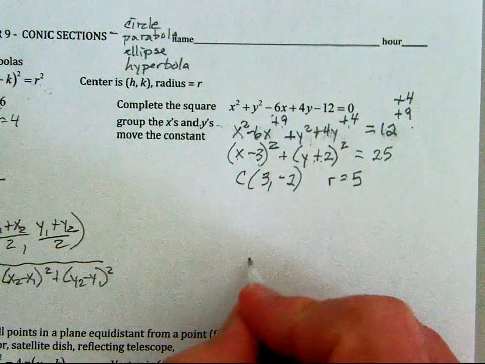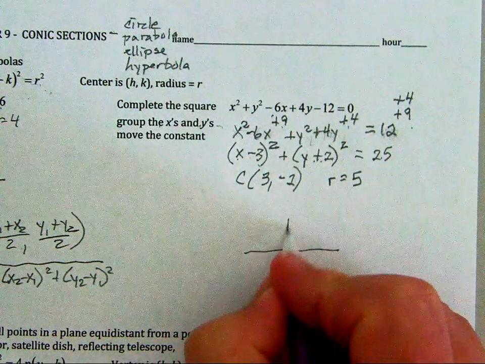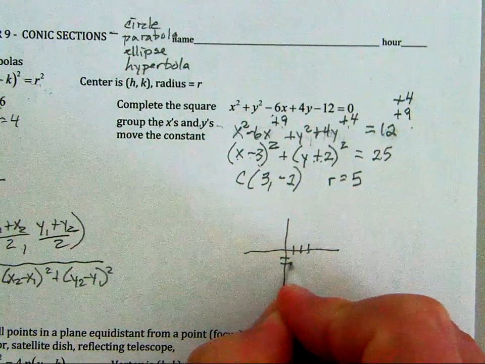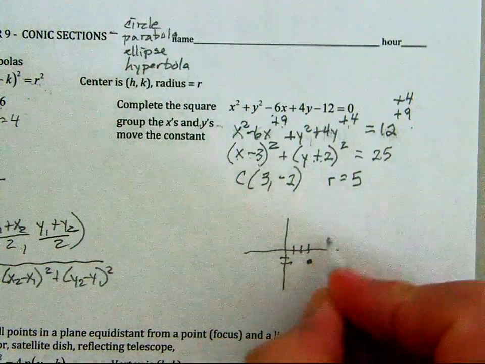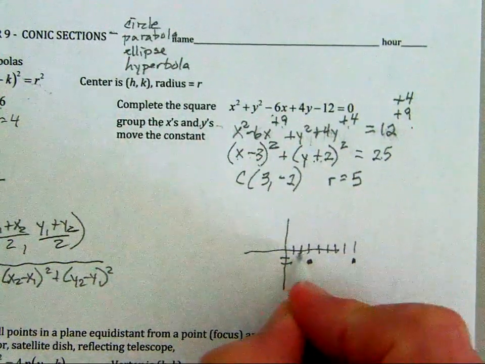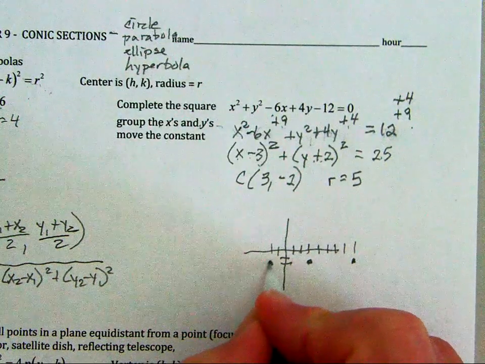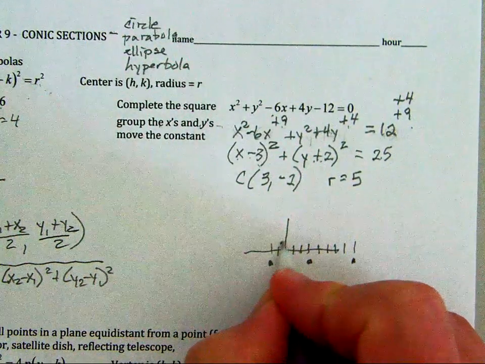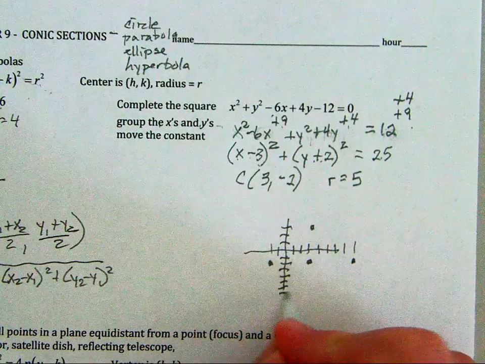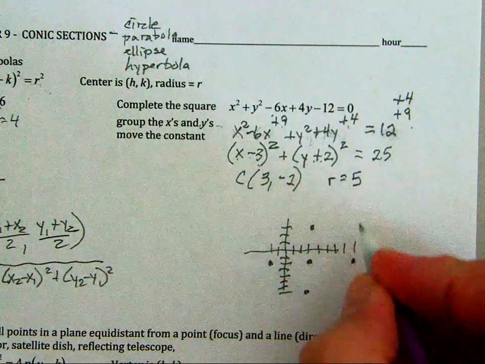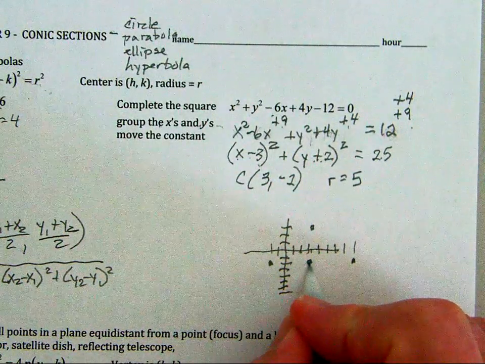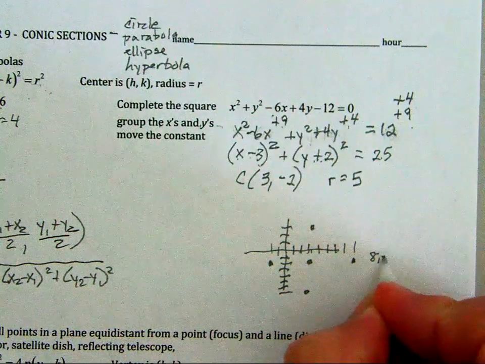Then again, if you're asked to graph that, we go to the center. So right 3, down 2. There's our center. Now if the radius is 5, we go right 5. We go left 5. We go up 5. And we go down 5. And if you were asked to label those points, you just look at them and say, okay, if I'm at 3, -2, and I go right 5, that puts us at 8, -2.